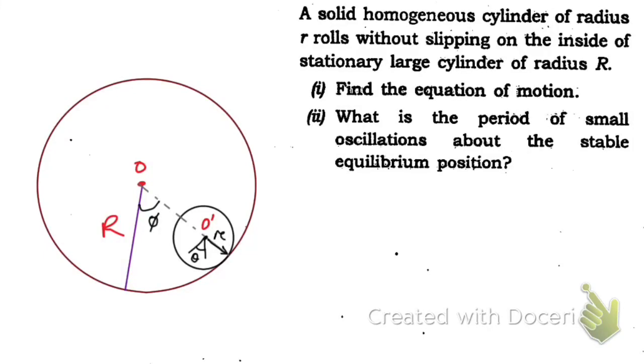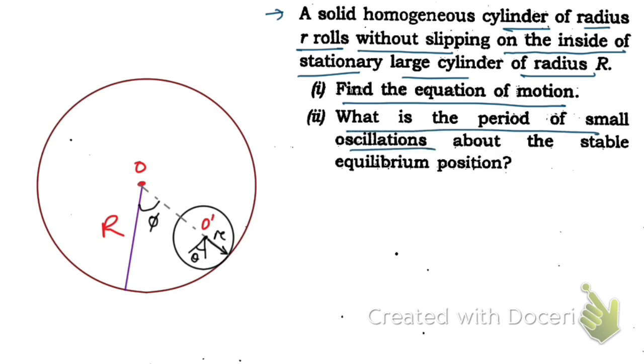Hello friends. In this video we are going to answer this question. A solid homogeneous cylinder of radius small r rolls without slipping on the inside of a stationary large cylinder of radius capital R. So this is the system they are talking about. Here I have drawn the side view only. Find the equation of motion and the period of small oscillation about the stable equilibrium position.